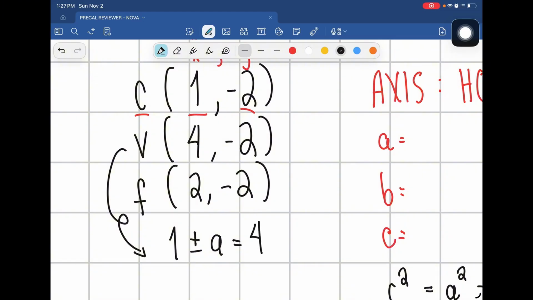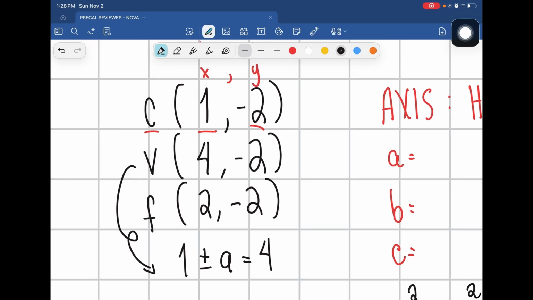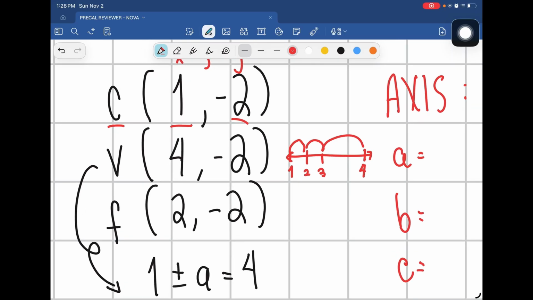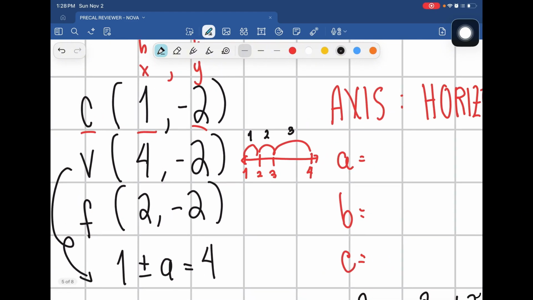Or another easy way to determine the A is by counting the units from the center to the vertex. So we have here, for example, 1, and here we have 4. Therefore, 1, 2, 3, and this is 4. So let's count the units. 1, 2, 3. Therefore, our A is equal to 3.